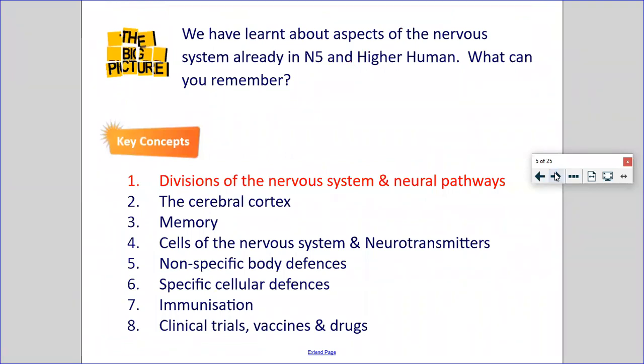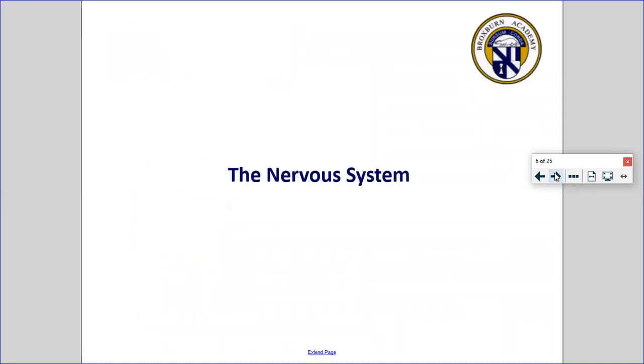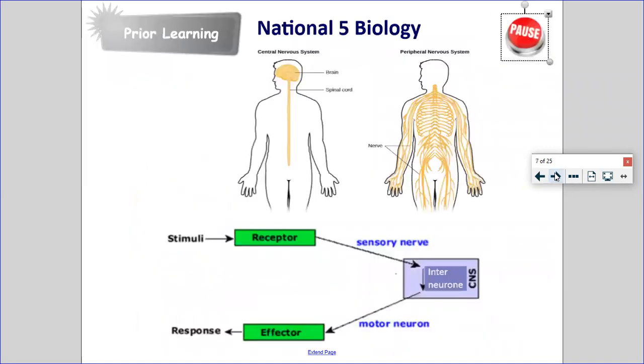So we're into Unit 3. We're starting Unit 3, and we're going to learn initially about the nervous system, and it links in nicely with some things that we've learned at National 5 and some things we've learned in Higher Human as well. So just pause the video, have a look at the next couple of slides, and see if you can remember these points from National 5 and Higher Human.